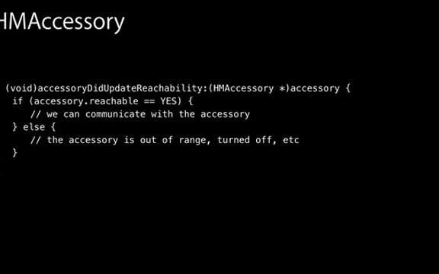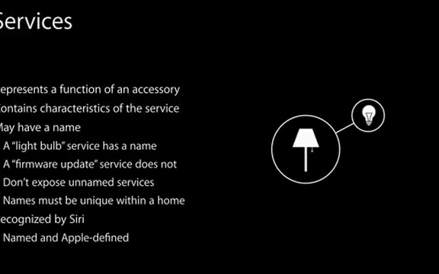So to describe a little bit more about how accessories look, let's talk about services. Services represent functionality of accessories. They contain characteristics. You could describe a service as a grouping of characteristics, where characteristics are specific parameters you can interact with, and I'll talk about those next. Services are interesting in that they may have a name. And what that means is there are some services that really aren't intended for the user to directly interact with. They're sort of more of an operational type of functionality.